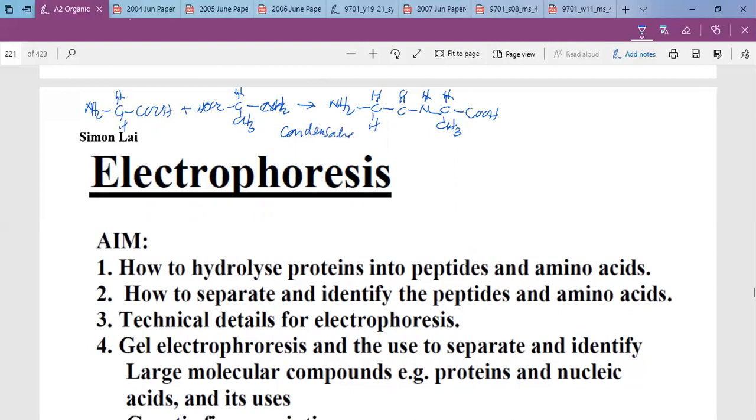Condensation, this reaction. If I want to go backwards here, it's called hydrolysis. Remember, it means water. You will break this linkage here. That's why proteins can be broken down by trypsin. Is water, and trypsin is just an enzyme.